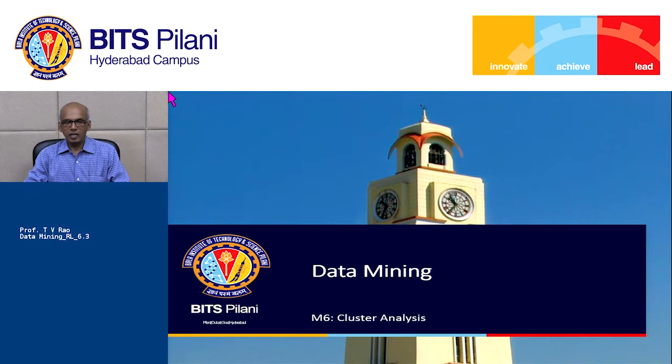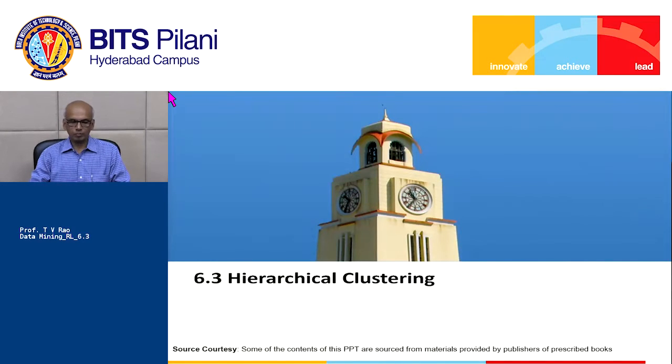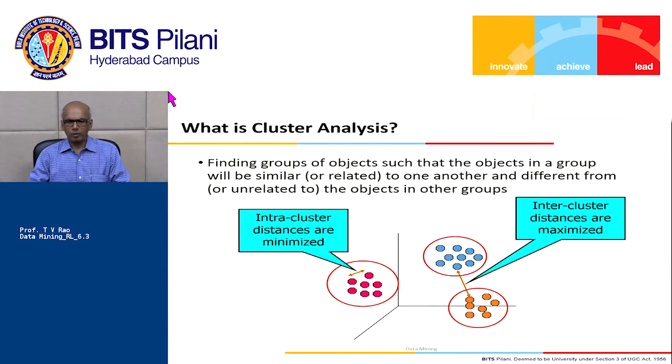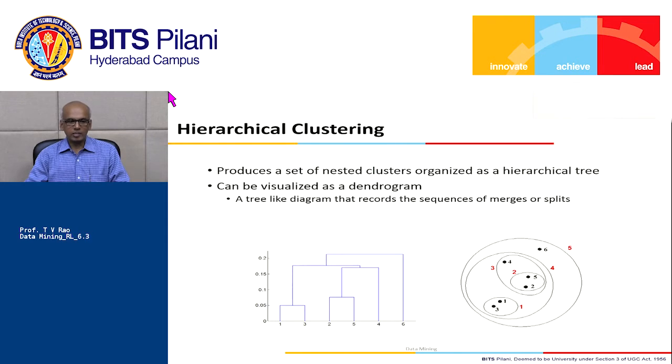Now we study the hierarchical model of clustering. So look at the basic definition of the cluster analysis, as we have seen that it should minimize the intra-cluster and maximize the inter-cluster distances. Now to understand hierarchical clustering, we are trying to produce a hierarchy based on the proximity between the various points. And hierarchical clustering can also be represented using a dendrogram, which is a tree-like structure that is showing the sequence of mergers that are happening.